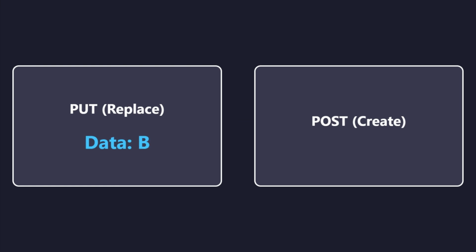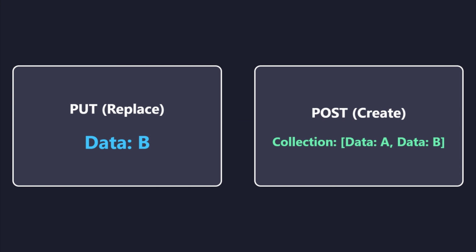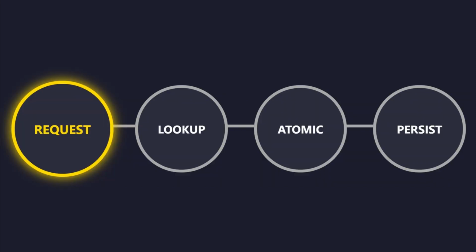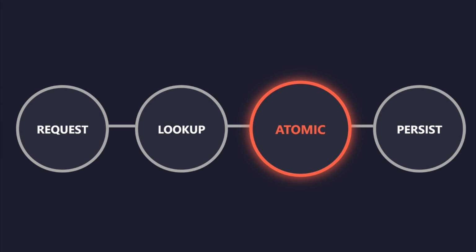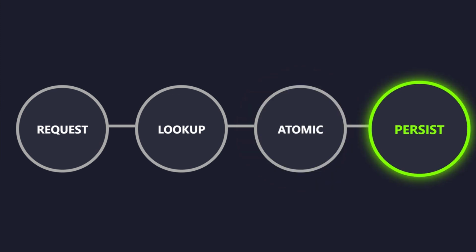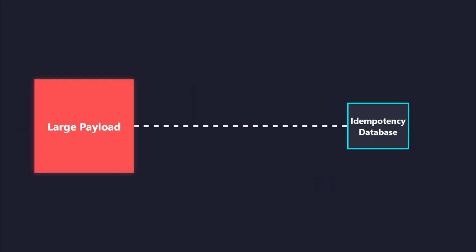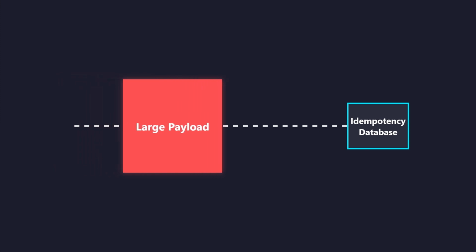The put method is intended to be idempotent by replacing the entire resource state, unlike the post method, which usually creates a new resource. Successful idempotency requires 4 steps: receive the key, check for existence, execute logic atomically, and store the result for future identical requests.